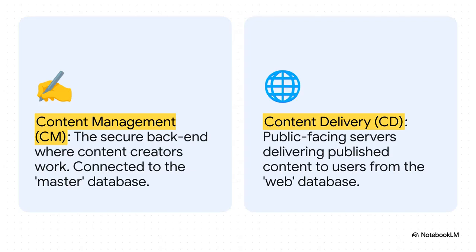So the most important thing to get here is this idea of a clean separation. On one side, you have your content management environment, or CM. This is the secure, lockdown backend where your team is actually creating and editing stuff. Then on the other side, you have the content delivery servers, the CD. These are the public-facing workhorses that serve up all that polished, finished content to your users. Keeping these two separate is absolutely key for security and performance.